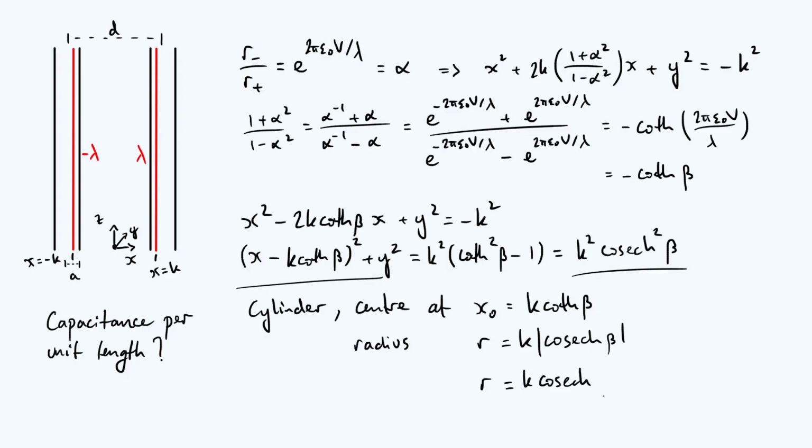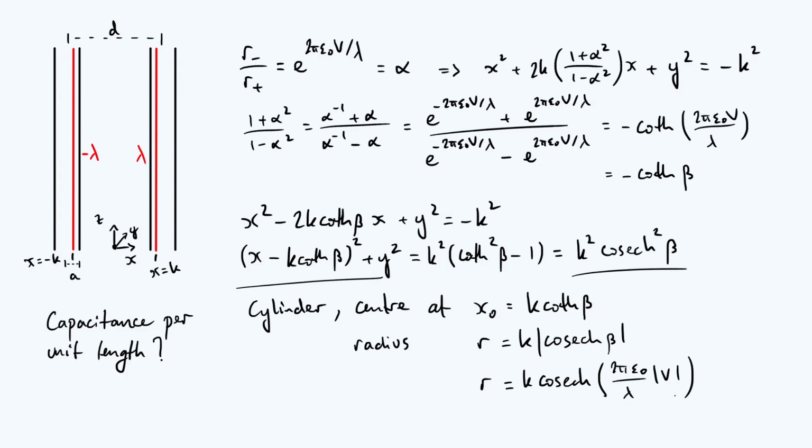Going back to the definition of beta, we can say it's 2 pi epsilon naught over lambda times the modulus of v, right? Because the only thing that may be negative is v. All of this stuff here has to be positive. So now we've got an expression for the center and radius of our cylinder.